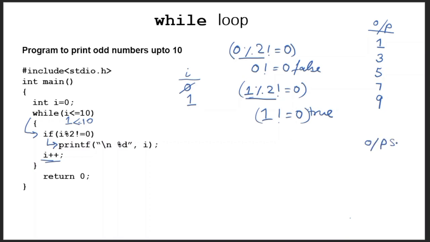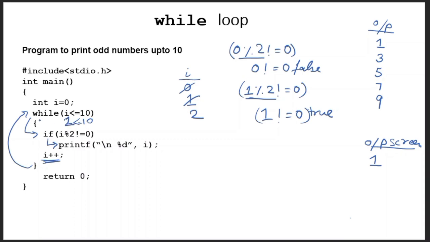Suppose this is your output screen. So 1 is going to be printed over here. After this statement executes, we increment i. This is your update expression, so i is incremented from 1 to 2. Before we exit the while loop, we again check the test condition of the while loop. Is i less than 10? That is, 2 is less than 10, the condition is true.